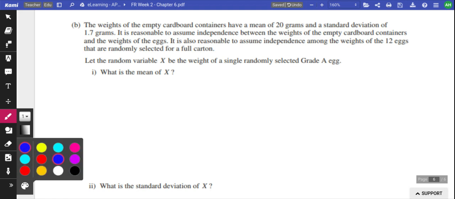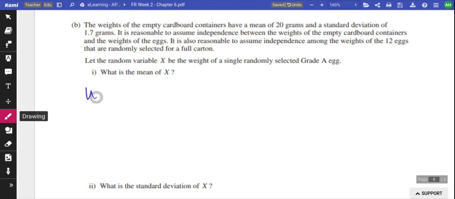I'm tired of red. So the weight of the entire package is going to be the package itself plus egg number 1, egg number 2, egg number 3, all the way up to egg number 12, right? Now, all those expected values are going to be relatively the same because all the eggs have the same mean weight. Okay.